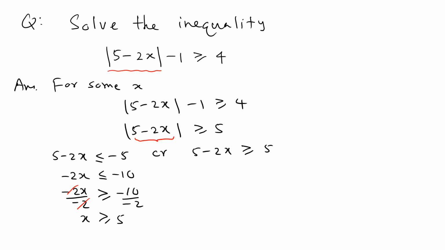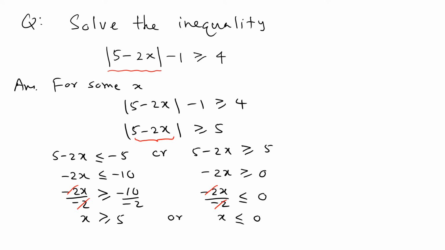Now for the second solution, we do the same thing. We subtract 5 from both sides, and you get negative 2x greater than or equal to 0. Now again, as before, we divide both sides by negative 2. When you divide, you flip the sign again, and 0 over negative 2 is 0. The negative 2 cancels, so you get x less than or equal to 0. Those are the two solutions that we have.